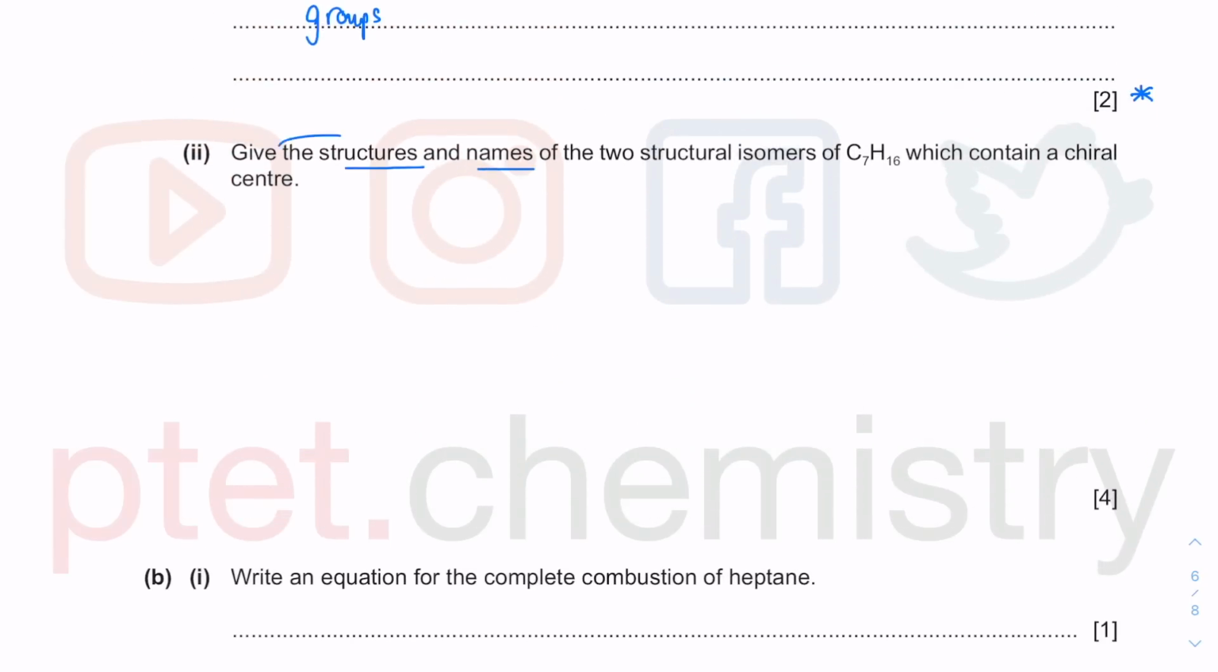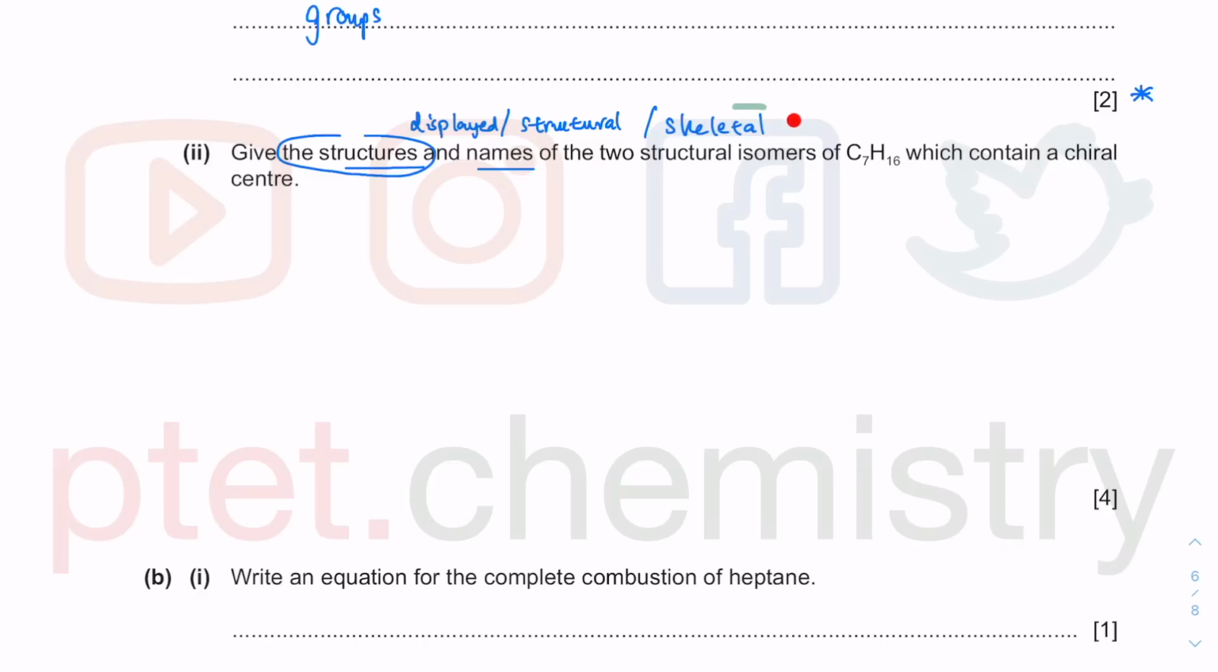Now, what are the structures and the names? They don't mention what kind of formula they want. You could give displayed, you could give structural, you could give skeletal. If it were up to me, I would always go for skeletal first, because this is the fastest one and this is the most elegant one that you need to get used to.